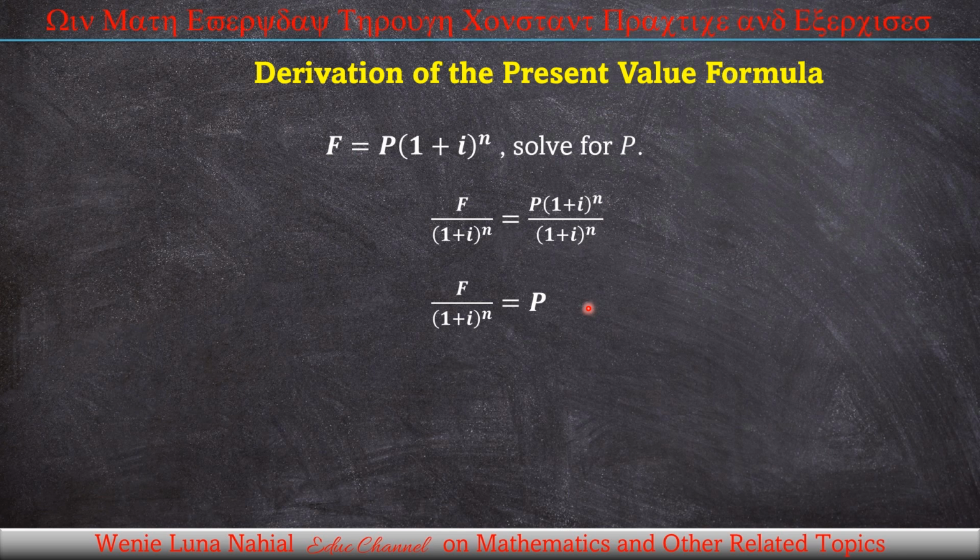P. And since the common way of presentation in most cases is that the unknown is written at the left side, we can interchange P at the right and the uppercase letter F over (1 plus i) raised to n at the left to be at the right. And if we are going to interchange, the equation still holds. And that is also because of the so-called reflexive property. Okay, so we have this one.